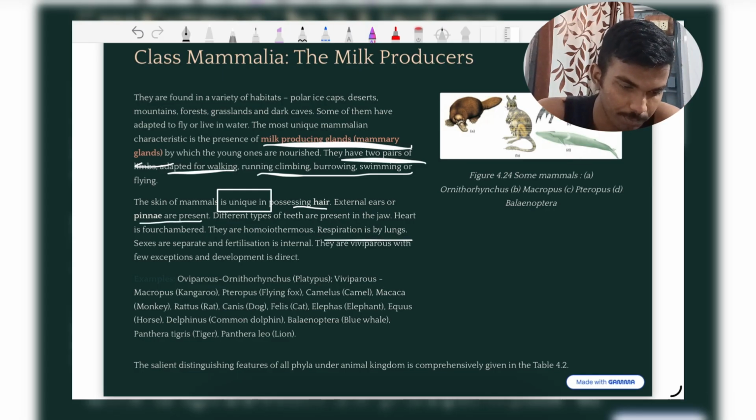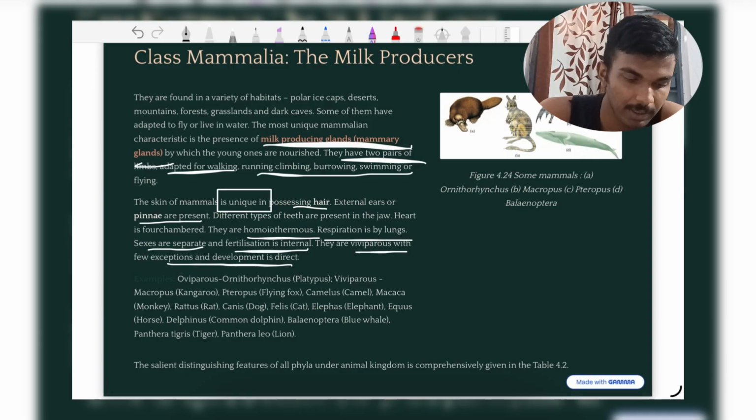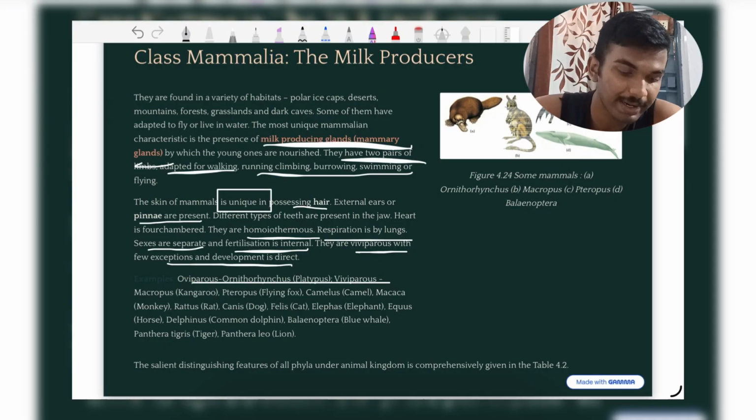Respiration is by lungs, they are homeothermous, fertilization is internal, sexes are separate. Most are viviparous, with few exceptions; the oviparous one is Ornithorhynchus, platypus. Development is direct. Viviparous examples: Macropus, kangaroo; Pteropus, flying fox; Camelus, camel; Macaca, monkey; Rattus, rat; Canis, dog; Felis, cat; elephant; Equus, horse; Delphinus, common dolphin; Balaenoptera, blue whale; Panthera tigris, tiger; Panthera leo, lion.